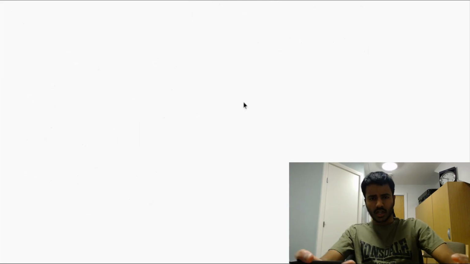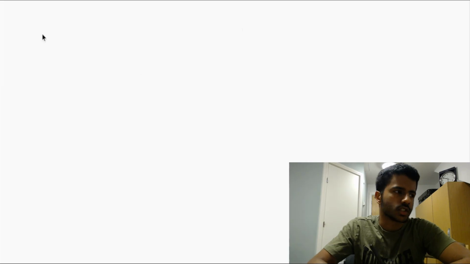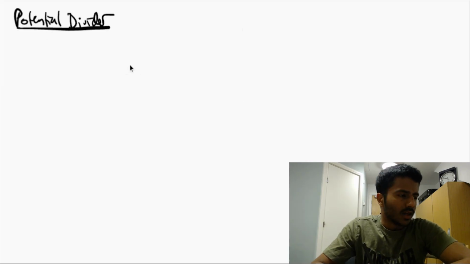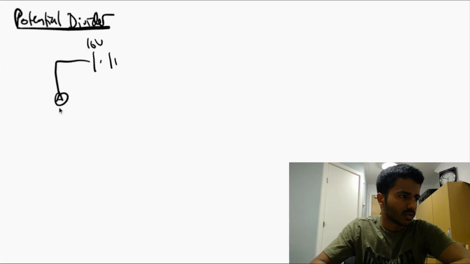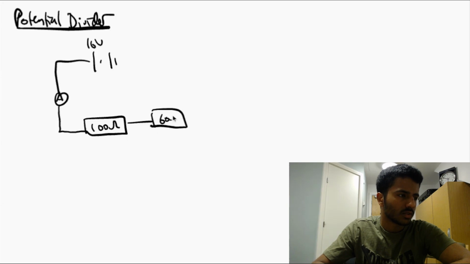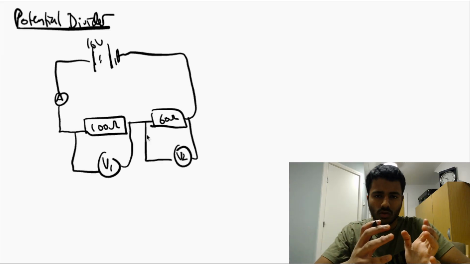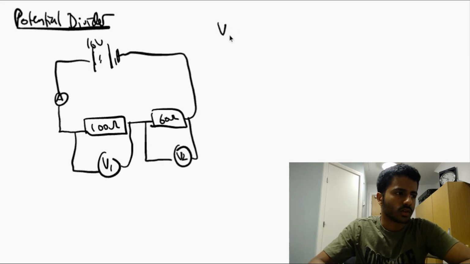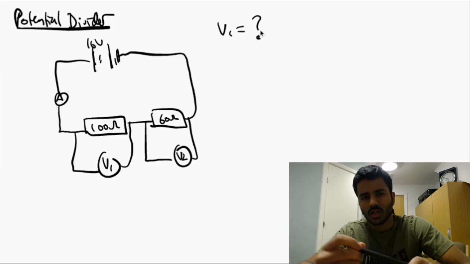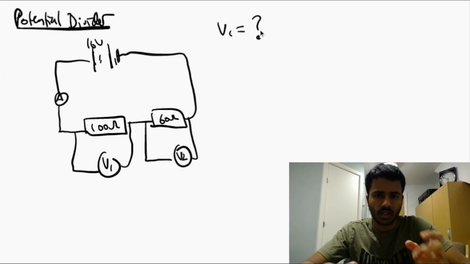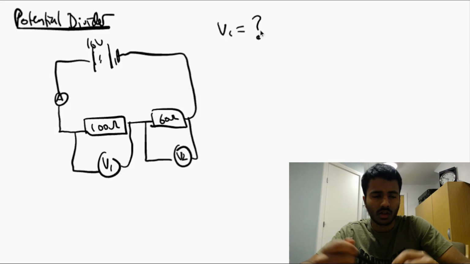Now, one little trick that you can use for series circuits is something called the potential divider. Let's say I had a battery with 16 volts. If I had a current flowing through, so we put an ammeter, and let's say I had two resistors, one this time is 100 ohms and the other is 60 ohms. Now let's say I wanted to find out what is V1, the voltage reading on the V1 voltmeter. So what is V1? Now one way you could do this is to use V equals IR, find the current, and then substitute to find the voltage.